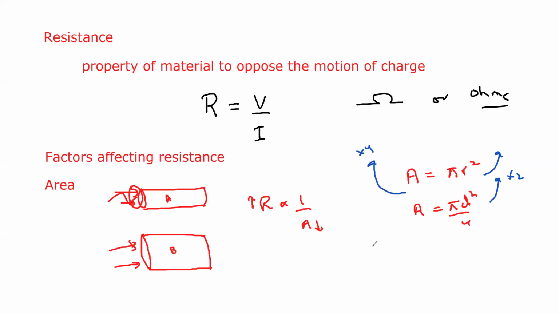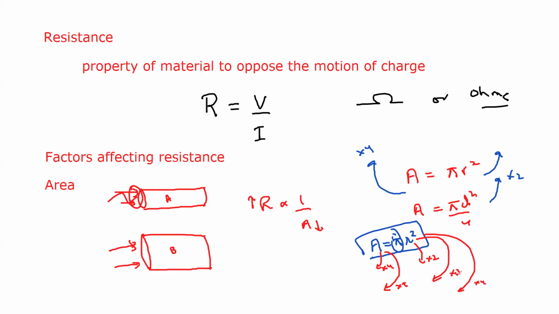Because the area of a cross-section of a wire is pi r squared, and pi is constant, pi is not changing. So what will happen if the radius is doubled? The radius is 2 times, the square of 2 is 4, so the area will be 4 times. If the radius is 3 times, 3 squared is 9, so the area will become 9 times. If the radius is 4 times, the area will increase by 16. So it always varies with a square.